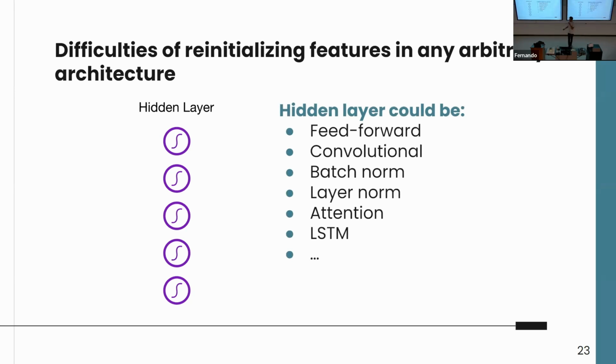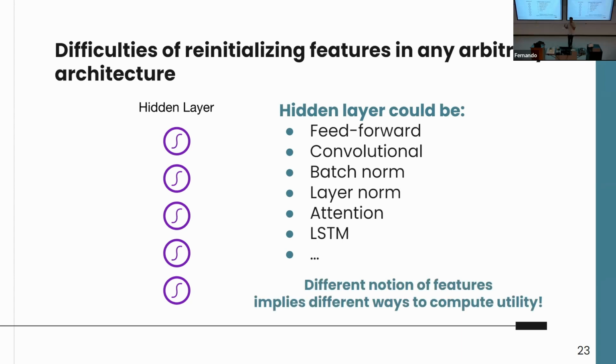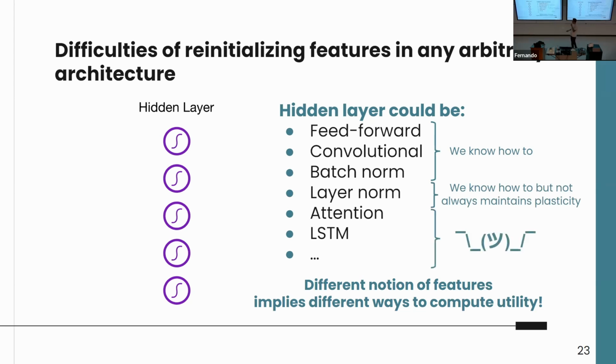And the problem with this is that different layers have different notions of what it means to be a feature. And that's gonna determine how to compute the utility. So for each of them, we have to go back to the drawing board and figure out what it means to be a feature and how to compute the utility for that feature. So far, we've been able to do it for feed-forward layers, convolutional layers, and batch norm. We know how to do it with layer norm, but as I've shown you, sometimes that doesn't maintain plasticity. And for the rest, we still haven't figured it out. So we will have to go in, dig deep, write down all the equations, and figure out how to compute the utility for each of these different layers.